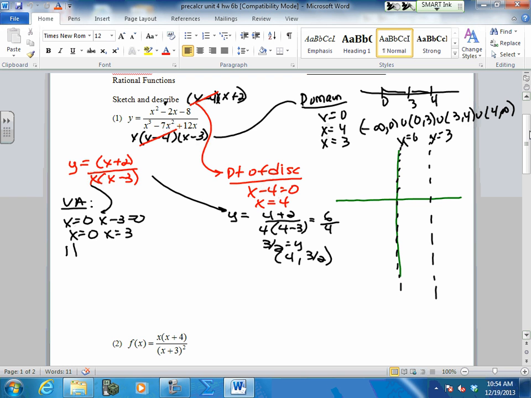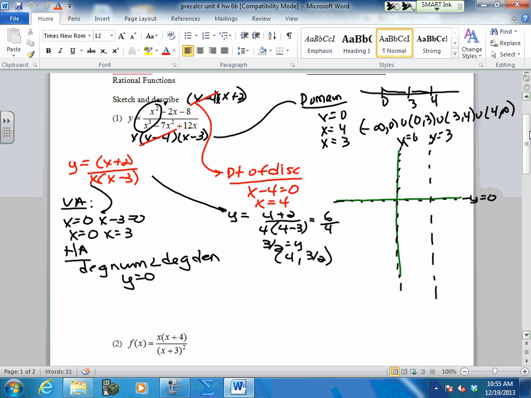Let's look at your horizontal asymptote. My degree in my numerator is less than the degree in my denominator. So what's my horizontal asymptote? According to your sheet, y equals 0. And where do I find y equals 0? On the x-axis. Good.